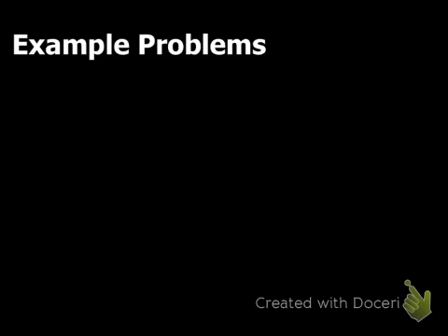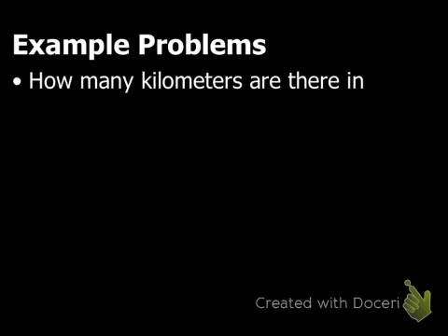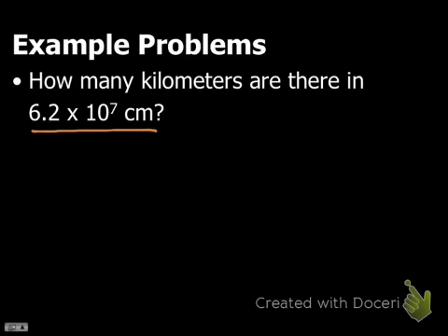Okay, last example problem, if you need to see one more. How many kilometers are there in 6.2 times 10 to the 7th centimeters? So this will also give you a little bit of practice with using some scientific notation with your calculator. So just like always, I'm going to start with what's given. So 6.2 times 10 to the 7th centimeters.